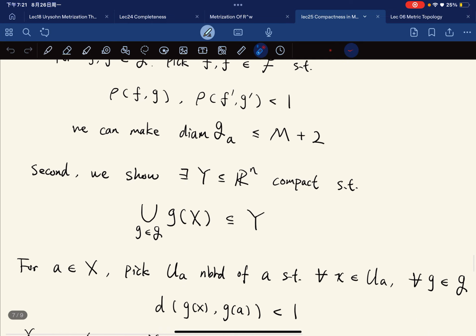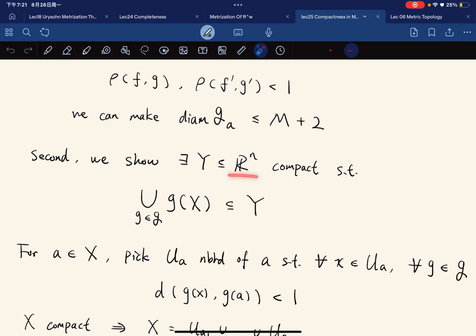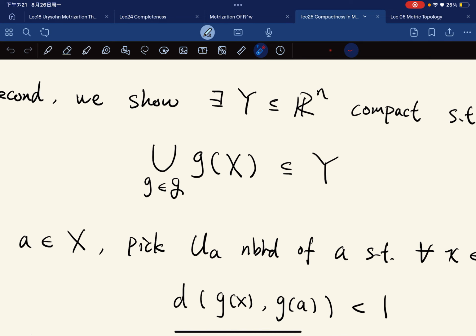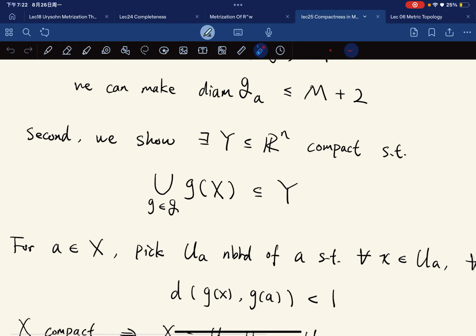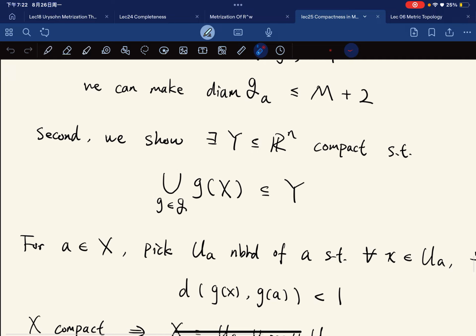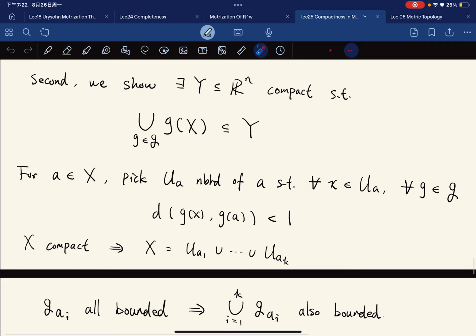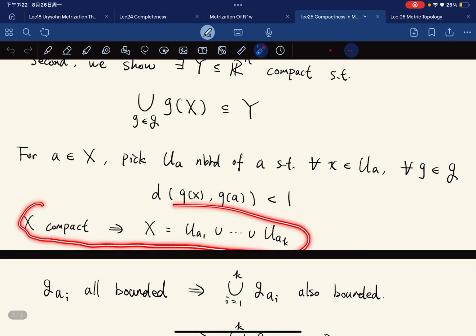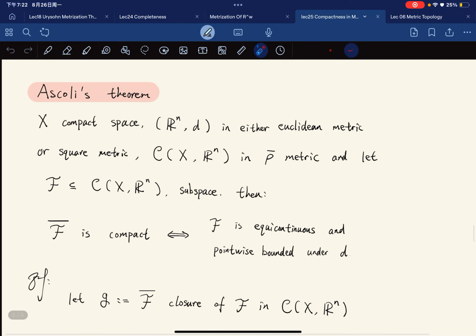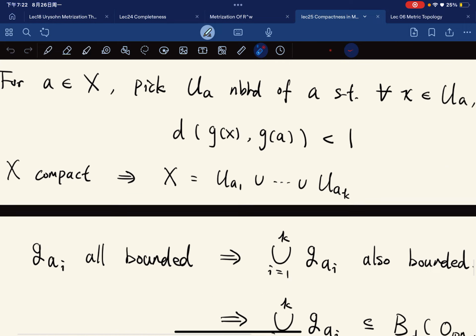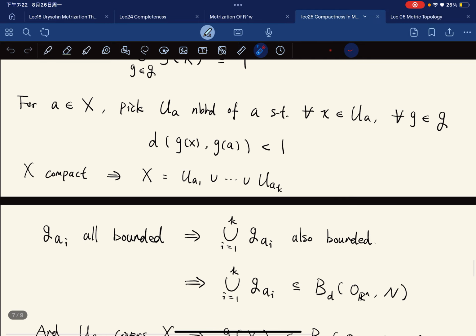Now, second, we show that there exists a compact subspace Y of R^n such that the union of all g(X), the range, for all g in G, is contained in Y, some compact subspace. To show this, for each a we first pick a neighborhood such that it is equicontinuous, and we've seen this logic before. Because X is compact, we can write X as a finite union of the neighborhoods.